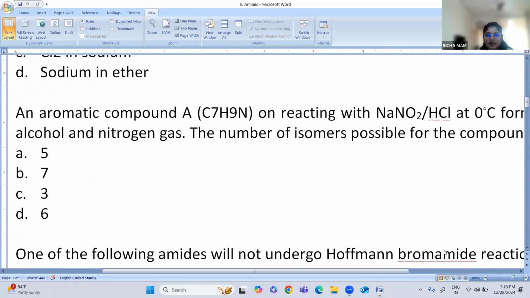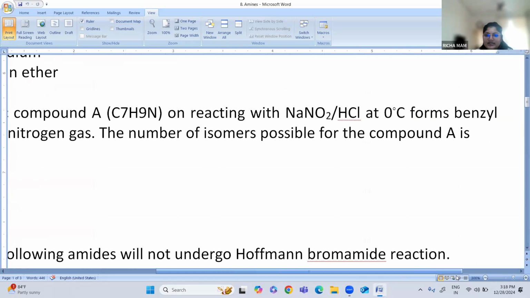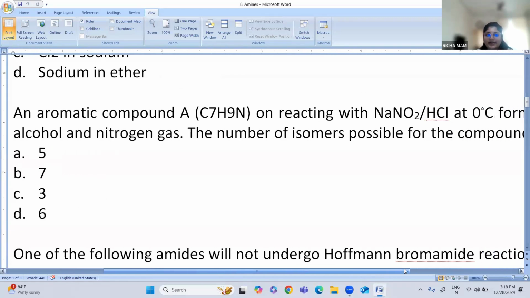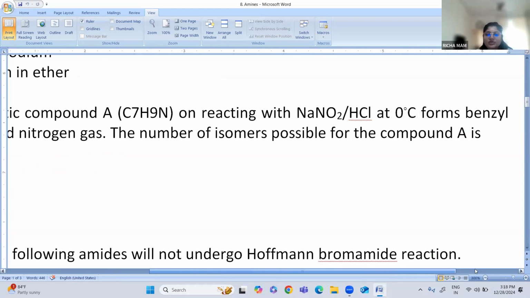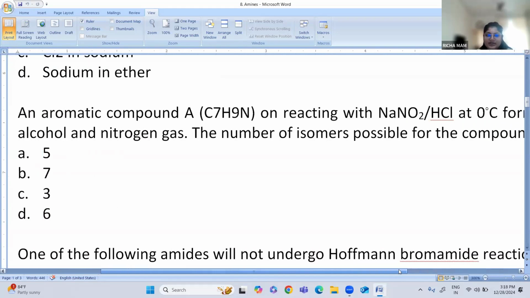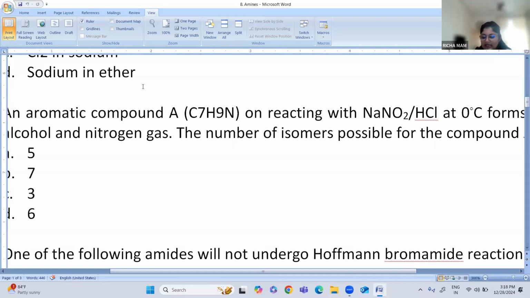An aromatic compound A on heating with NaNO2 in the presence of HCl at 0 degrees Celsius forms benzyl alcohol and nitrogen gas. The number of isomers possible for the compound A is... So there is an aromatic compound C7H9N, and since you are doing diazotization, it should be an amine. If I take this as an amine, there are 6 carbons in the ring, and one more carbon.